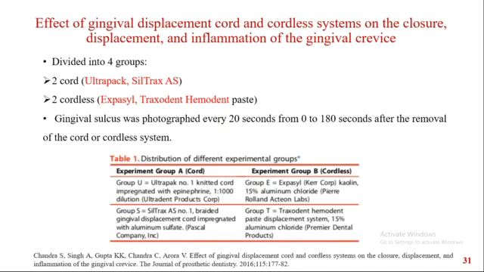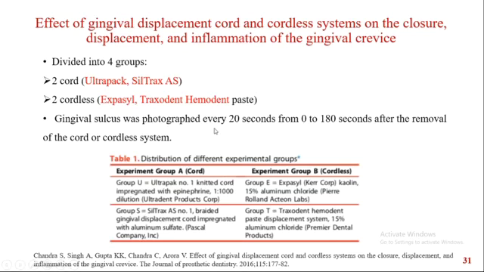Now, a study was done to evaluate the gingival displacement done by the cord and the cordless system and the effect on the gingival crevice. So, 4 groups were studied. 2 conventional gingival retraction cords: group 1 is the Ultrapak, that is a knitted cord impregnated with epinephrine, and group 2 is the Siltrax cord, that is a braided cord impregnated with aluminum sulfate. They were compared with the cordless systems, Expasyl and Traxodent containing 15% aluminum chloride gel.